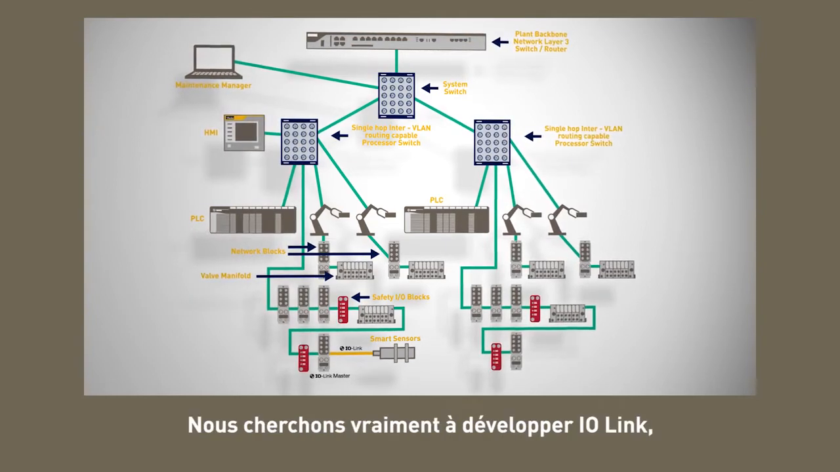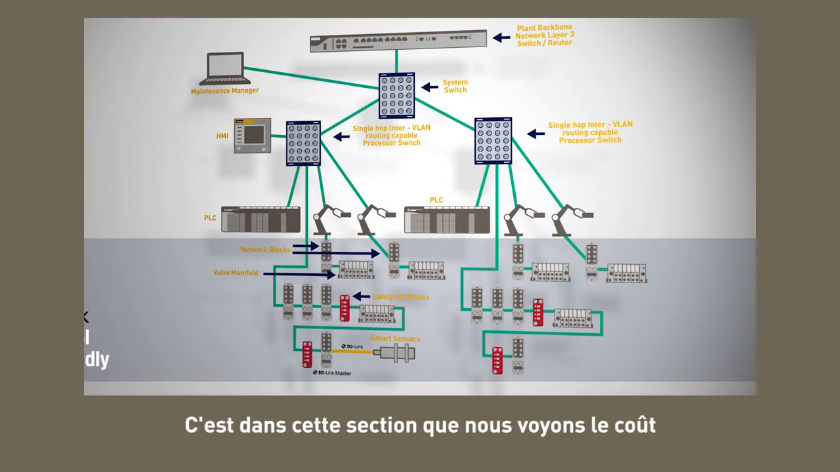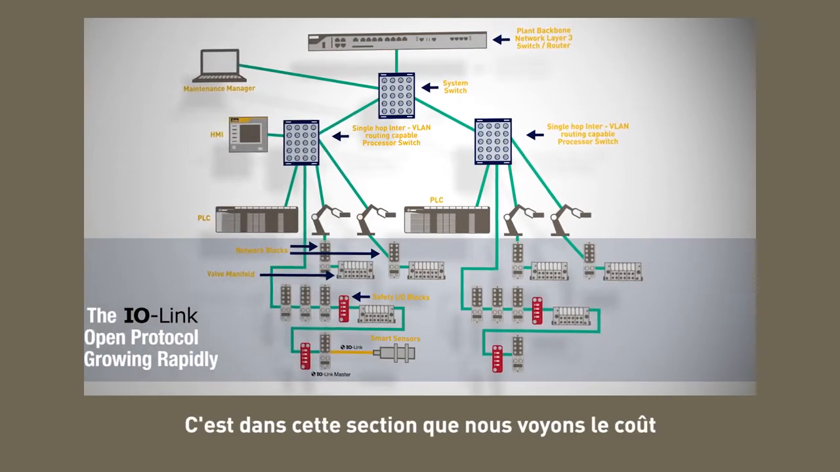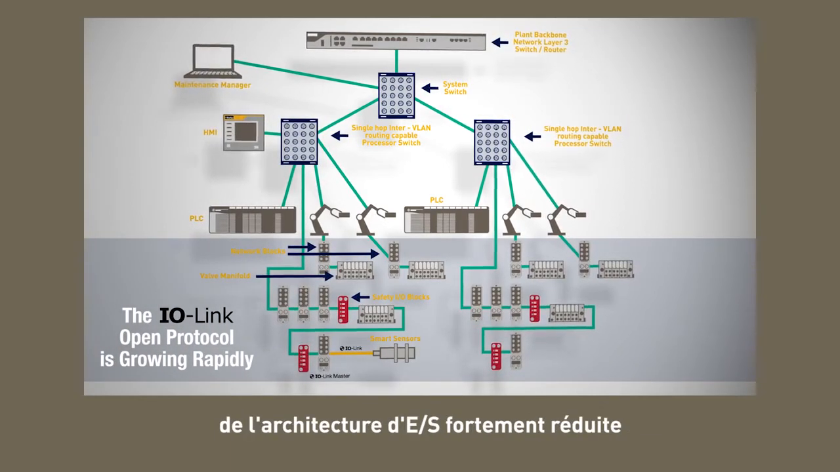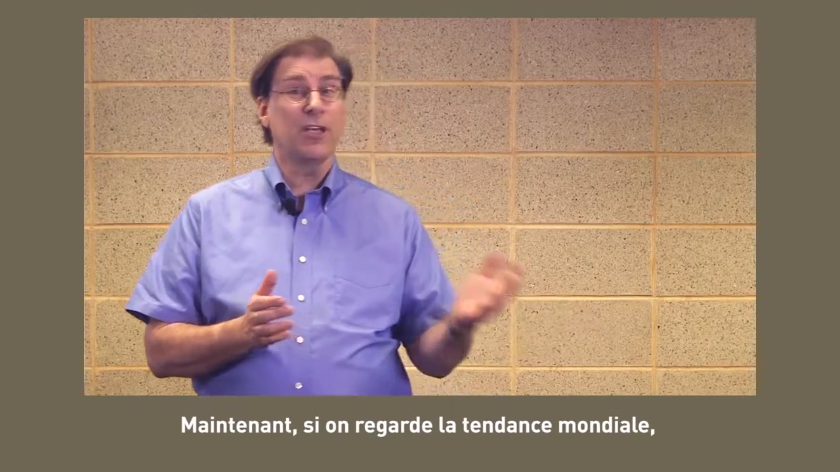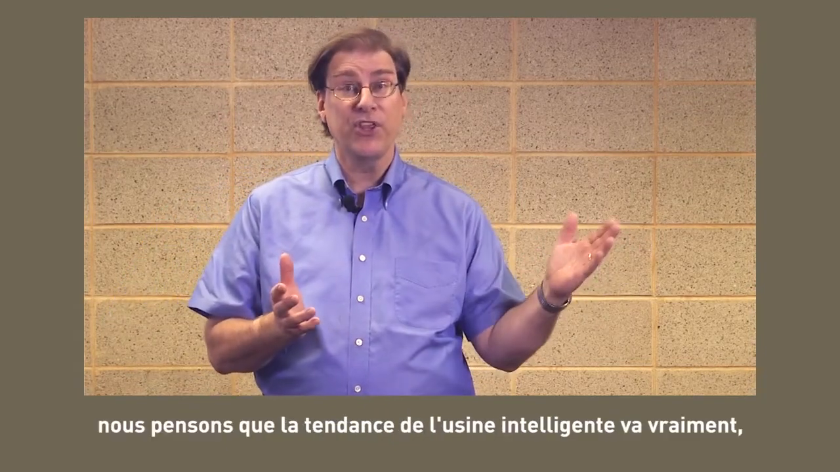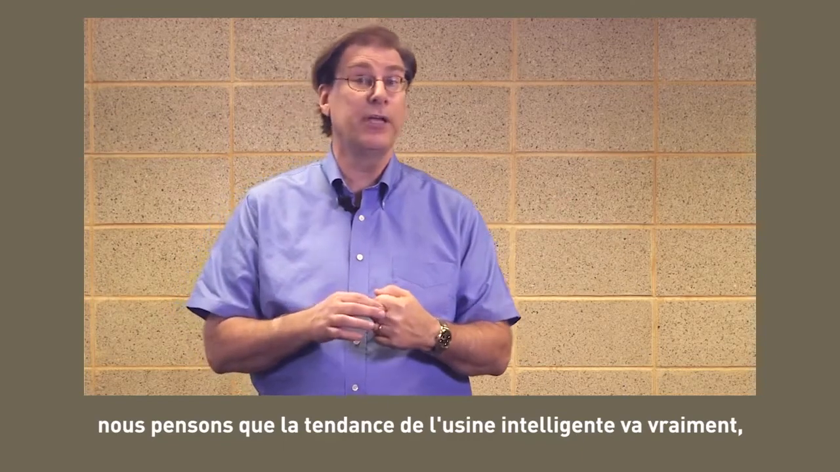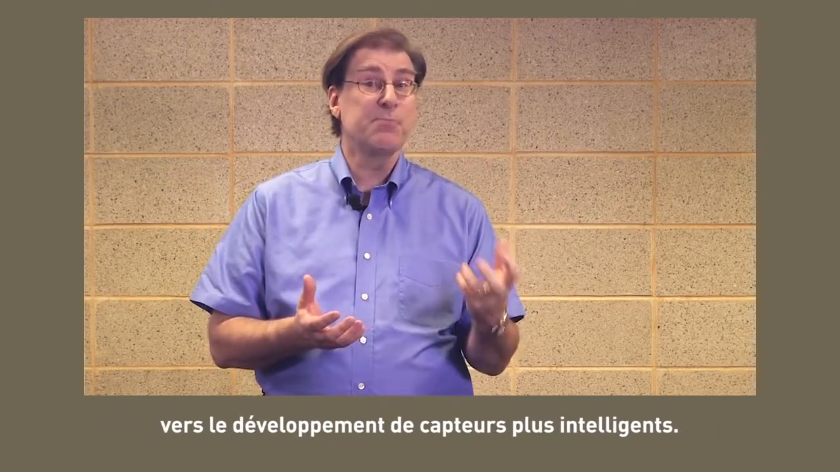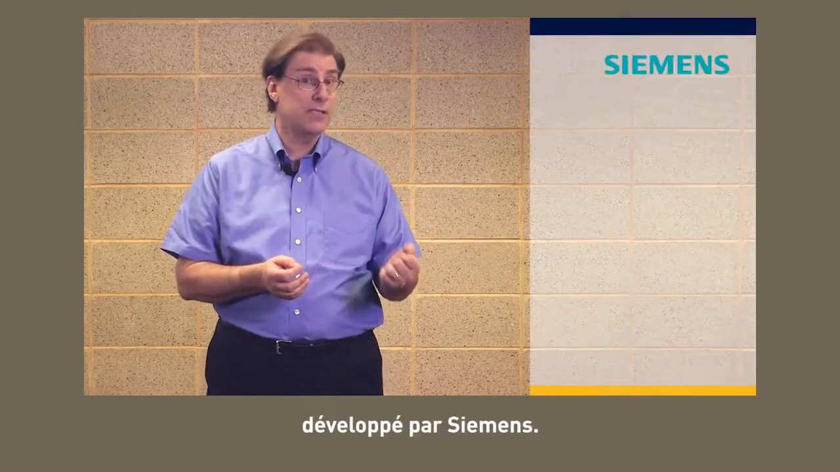Where we really see I/O Link looking to be expanded is in that lower section. That I/O section is where we see the cost of the I/O architecture being greatly reduced by the expansion of I/O Link. So if we look at the global trend through the IIoT history, or where we think smart factory really is going, it is the development of smarter sensors. That happened in 2008 with I/O Link, which was developed by Siemens.